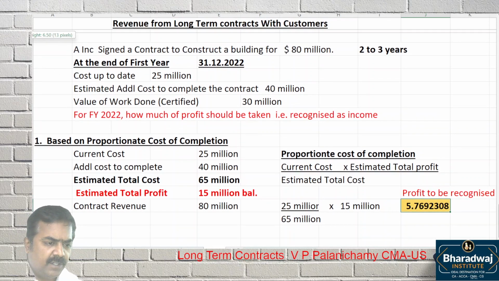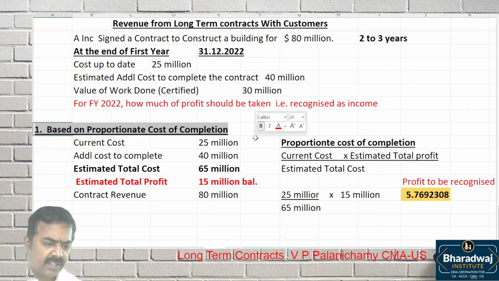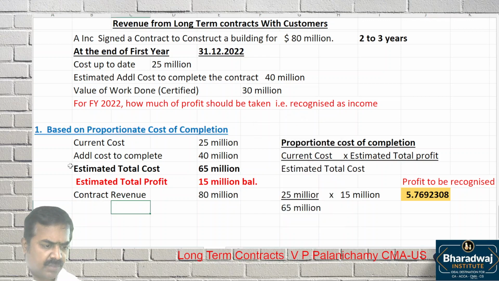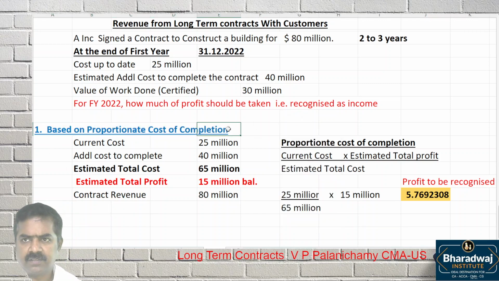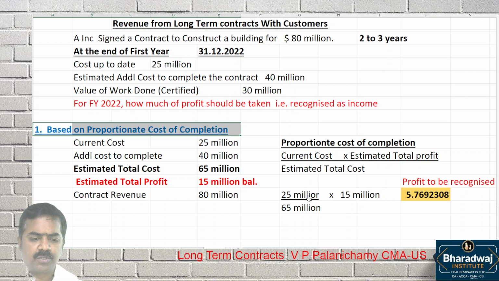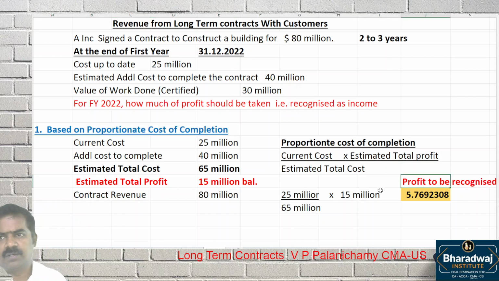Title is Revenue from Long-Term Contract with Customers. This is method 1. Like this, there are 2 other methods which we are going to see. One is proportionate cost to completion. In this, a numerical question can be asked. They can give a question like this. They can ask you based on proportionate cost to completion, how much of profit will be recognized. They can ask you a computational question.